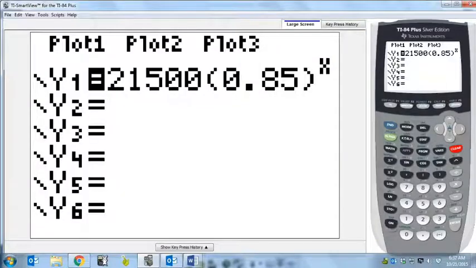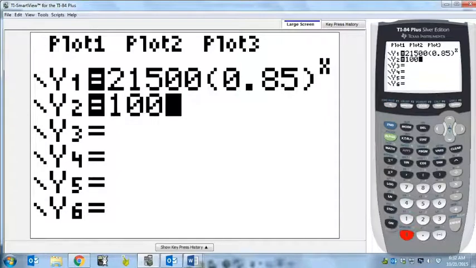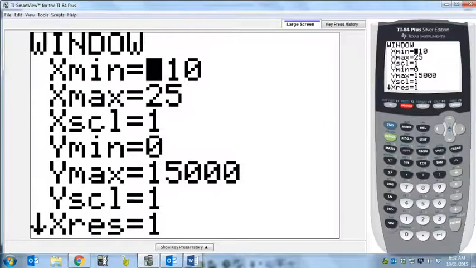Alright, so I'm back on my y equals screen here to plot some lines. I've already got my function plotted in y1. Now in y2, I'm just going to write 1,000. That's going to give me a horizontal line at 1,000. And just to make sure we can see everything, let's make sure our window is reasonable. Right now my x min and max, -10 to 25, seems reasonable for the years. The y max, 15,000, the y min 0, that's also reasonable. In fact, the y max doesn't even need to be that high. That can be, let's say, 10,000. And let's take a look at the graph.